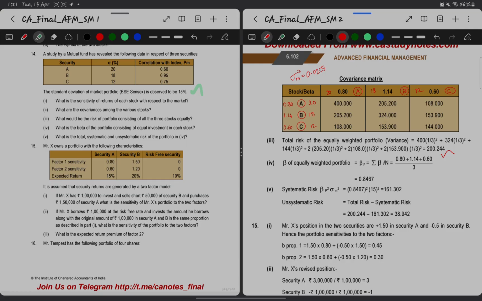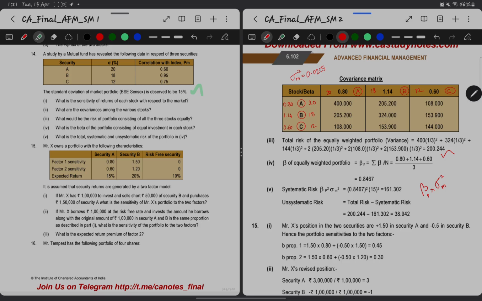Now this next requirement is, what is the total systematic and unsystematic risk of the portfolio in 4? They're asking in case of 4, using the 4th value, find out the systematic risk and unsystematic risk and even the total risk. We have already calculated the total risk, which is 200.244. So we just need to find out the systematic risk, and if we reduce it from the total risk, we'll get the unsystematic portion.